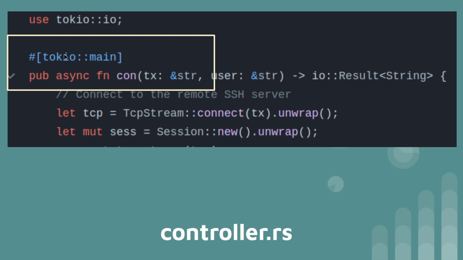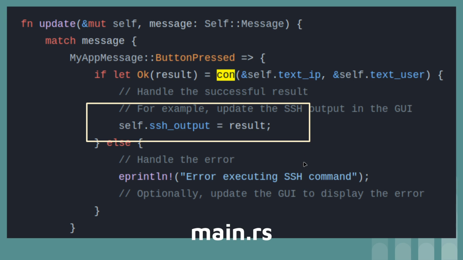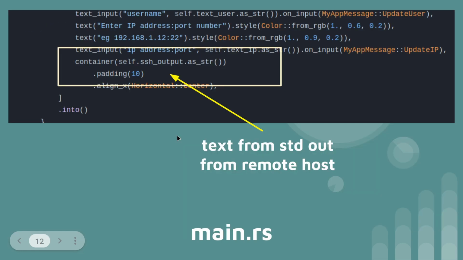So we added Tokyo, or I added Tokyo. I've added this, so IO result string, and then at the end it returns the result, and the result then becomes the self.ssh output, which I then use to print back to the screen on the GUI. If you're familiar with PuTTY, for instance, on Windows, that performs the connection and opens up the terminal.